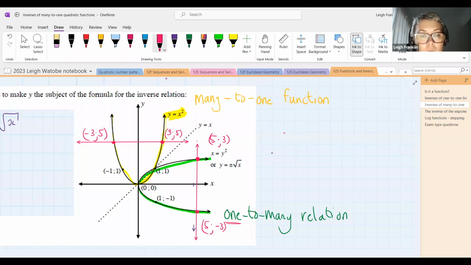So the one part refers to the x. The many part refers to the y. Okay, so here we have a many to one. Okay, remember the many refers to the x. The one refers to the y. Okay, so a many to one is a function. A one to many is going to be a relation. I hope that makes a bit more sense now.